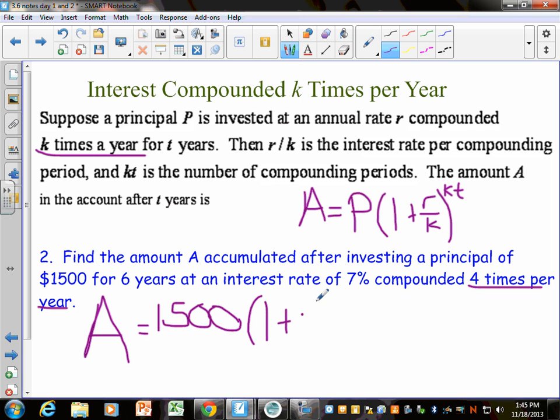1 plus 0.07 divided by 4 times a year. What else could they say besides 4 times a year? Compounded quarterly. That's how most savings accounts are compounded.